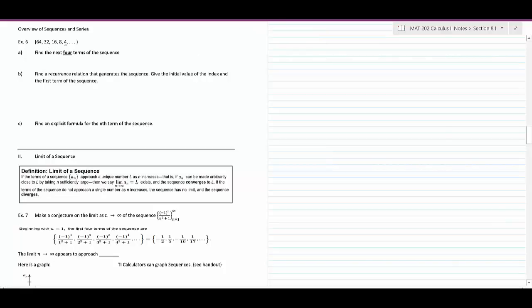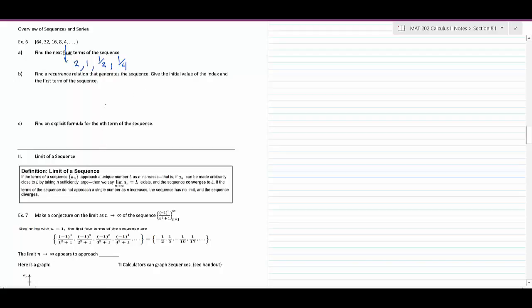I mean, what's happening to each term? What are you doing? You're just cutting them in half, right? So the next terms on this would be 2, and then 1, and then 1/2, and then 1/2 of a half is a fourth, like that, okay? So if you look at that sequence, does it look like it's going to converge or diverge? Well, it's going to converge to 0 because it's just going to get a smaller and smaller denominator while the numerator stays at 1, okay?